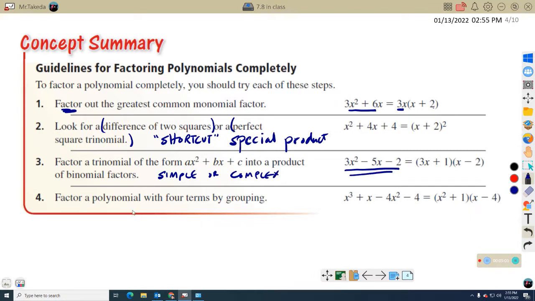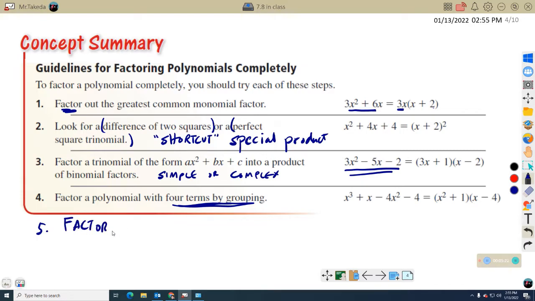And then finally, if it's not finally, but actually this last step should kind of go at the beginning. Well, it doesn't matter actually. If it has 4 terms, you're going to do it by grouping, and then I'm going to add a step 5 here. I'm going to say factor completely.